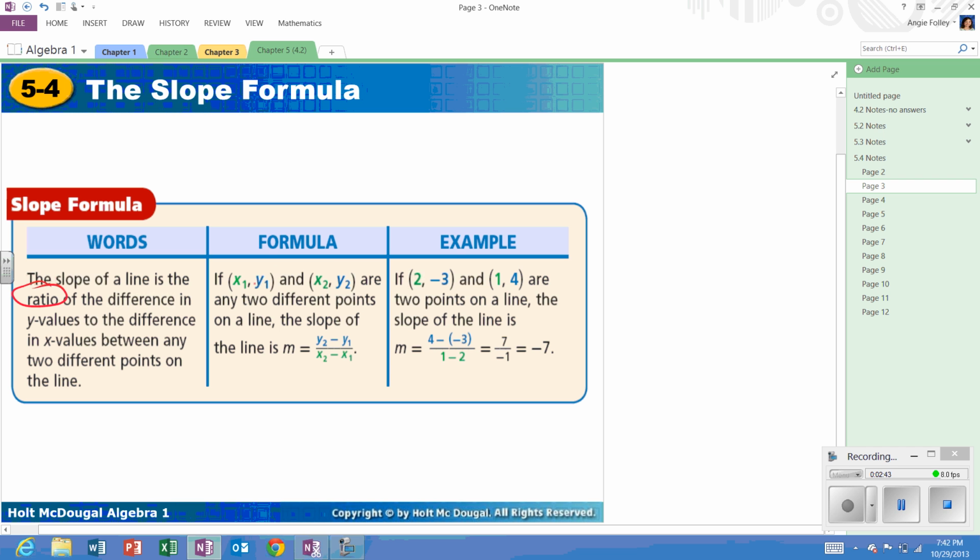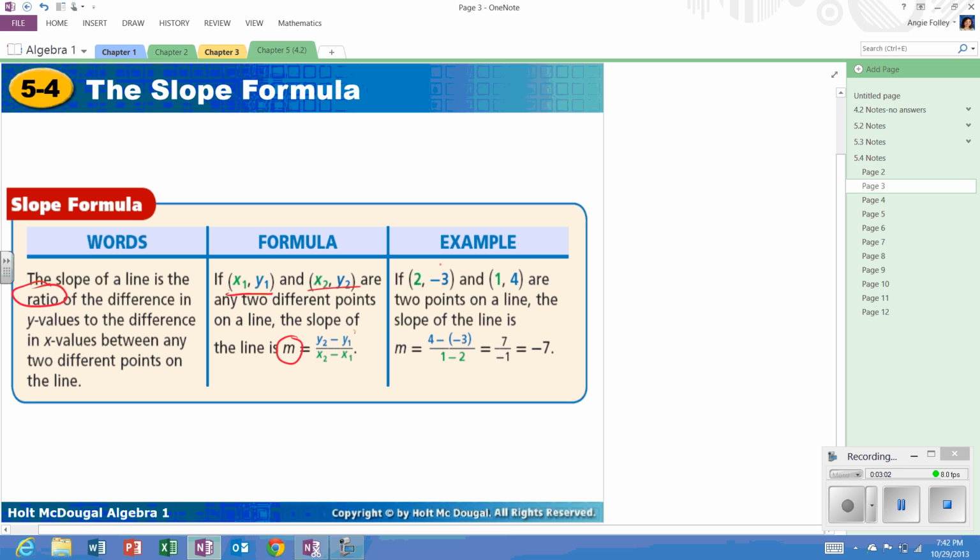So the formula that we use is if we have a point x1, y1, that's whatever that first point is, and then we have another point on the line x2, y2, the value of the slope, again we use m, is equal to y2 minus y1 over x2 minus x1.